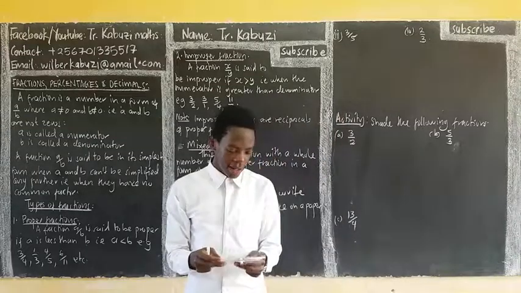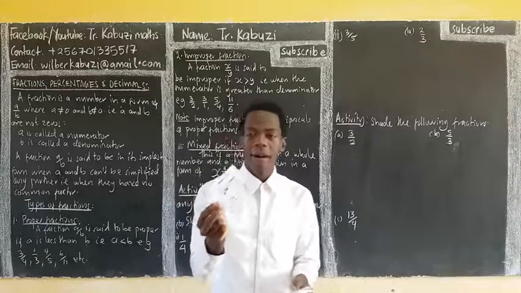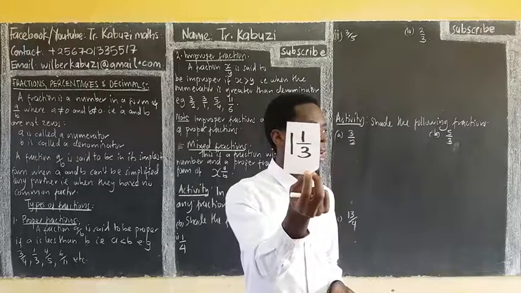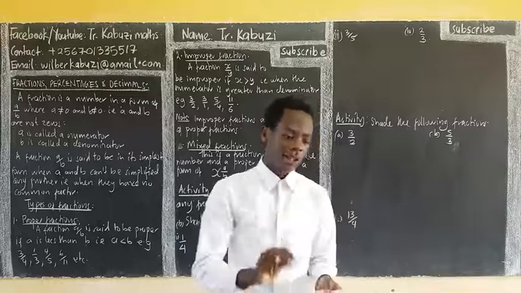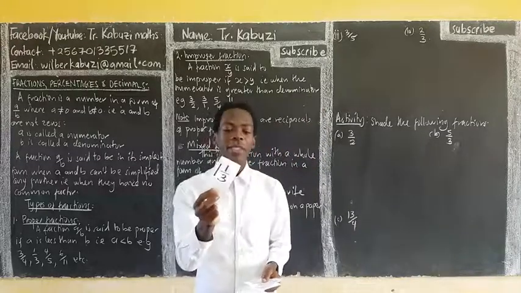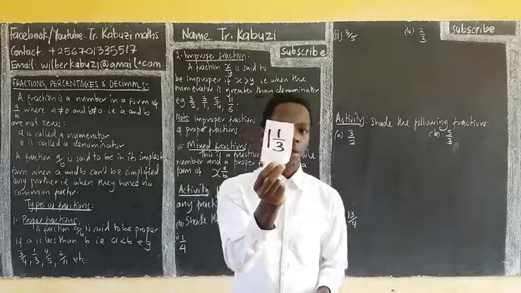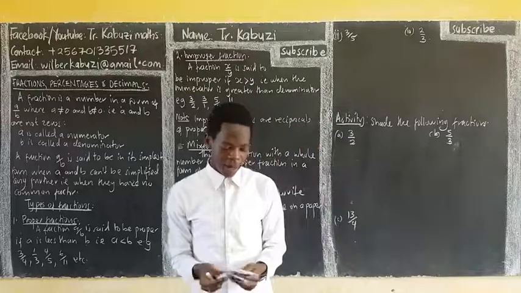Okay, I have another one here. What about this one? It's called a mixed fraction. Okay, it's mixed because we have a whole number and then we have a proper fraction close to it. So this one is called a mixed fraction.